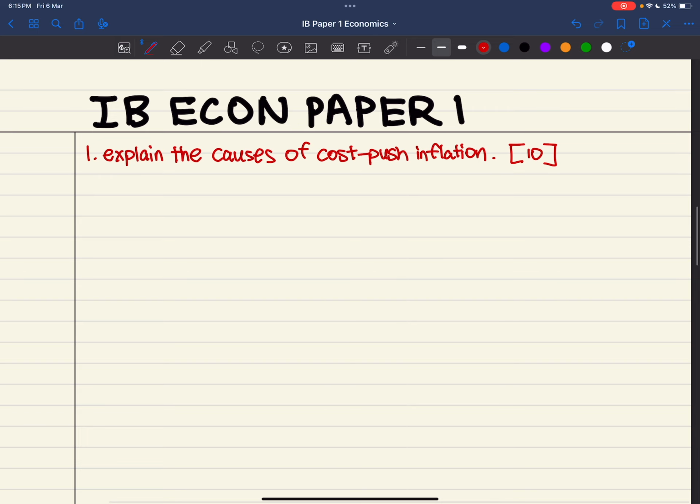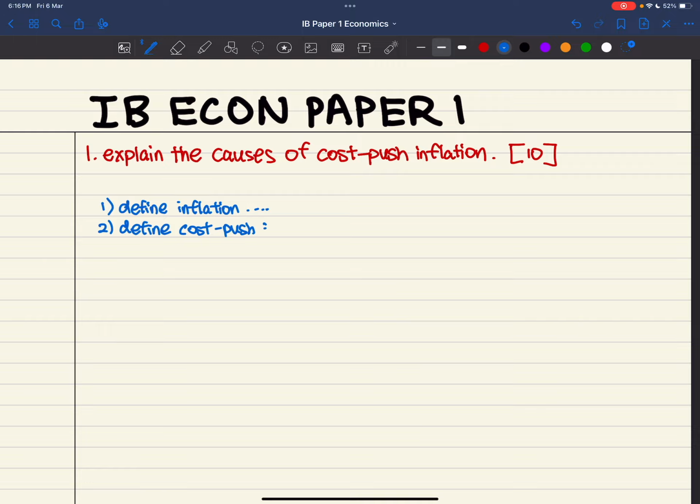So let's just get started with part A, explain the causes of cost push inflation. Okay, so tell me what your mind immediately goes to. The first thing you should think of is define inflation. Inflation is the sustained price level increase in an economy over a certain period of time. So you define that. Secondly, what's the question asking? Cost push, right? Define cost push. What's cost push?